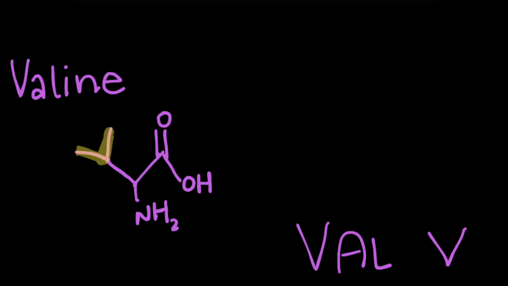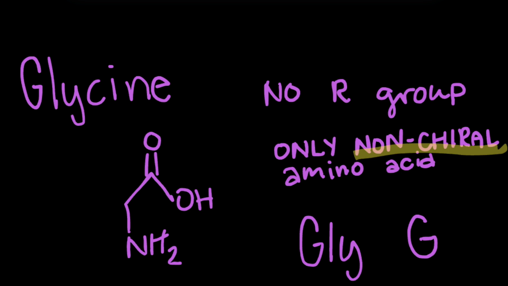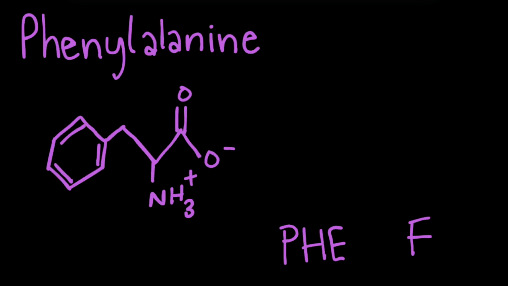For valine, I see a V. For methionine, I remember there's a methyl group connected to the sulfur there. You'll remember glycine as not having an R group and being the only non-chiral amino acid. Phenylalanine is alanine with a phenyl group slapped on. It's very important to remember, though, that it's F and not P.